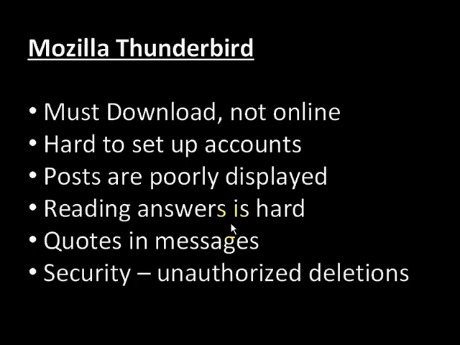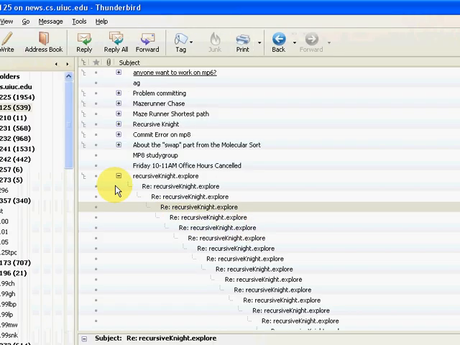Security is a problem because users can easily delete another user's post by changing their email, and Thunderbird is slow and inefficient. Let's take a look at Thunderbird now.